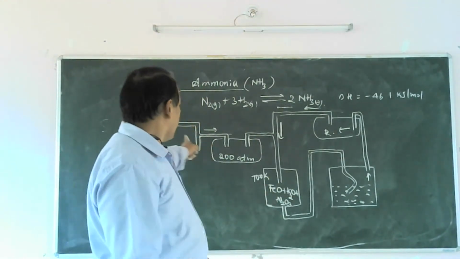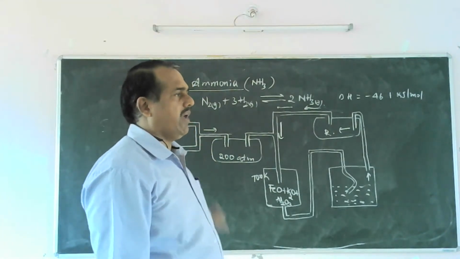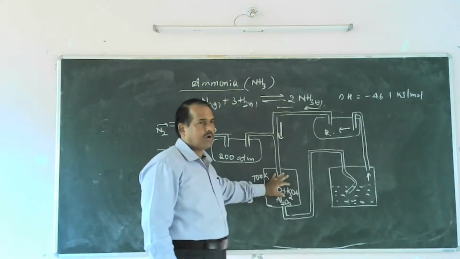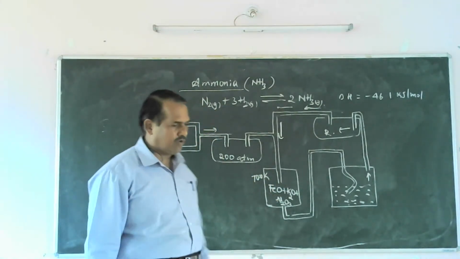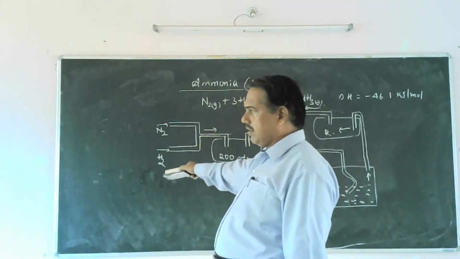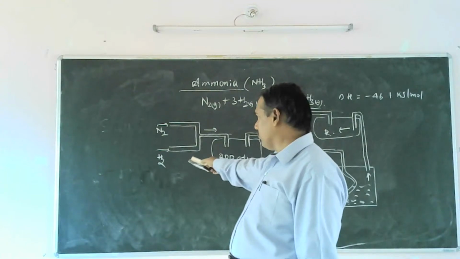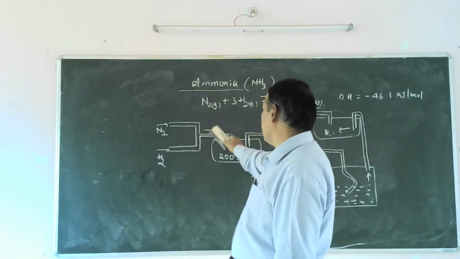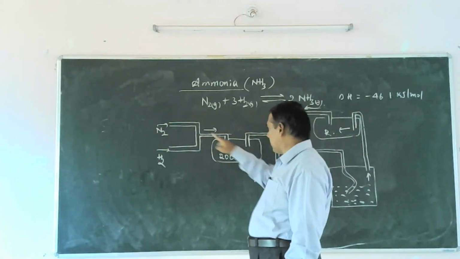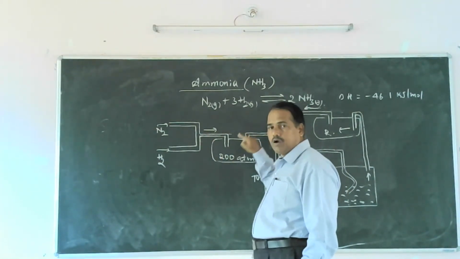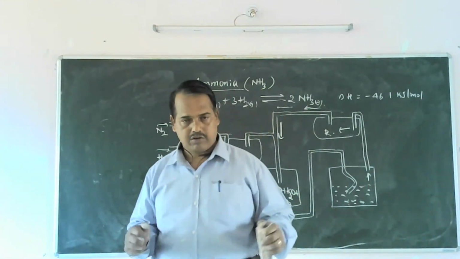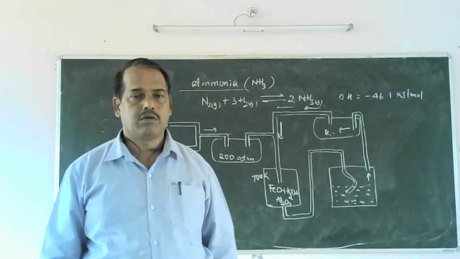Are you clear? Okay. Pure dinitrogen, if the gas is impure, it poisons the catalyst. So therefore, whatever nitrogen and hydrogen you are going to pass in the chamber, it should be very pure. Nitrogen we get by fractional distillation of air, and hydrogen we can get even from water. So that should be very pure. And this pure dihydrogen and dinitrogen gas is passed into a compressor, which increases the pressure to make them react.